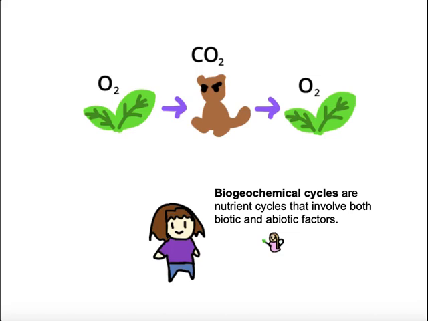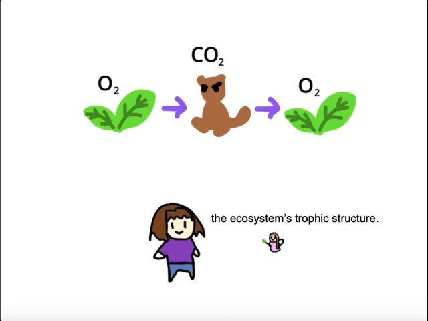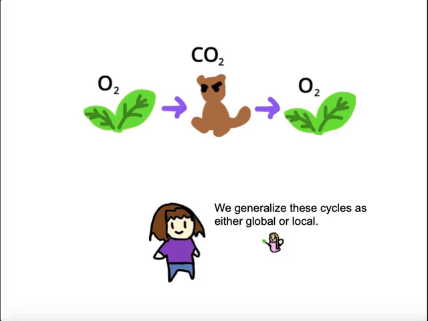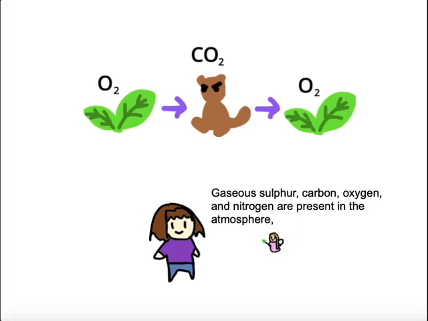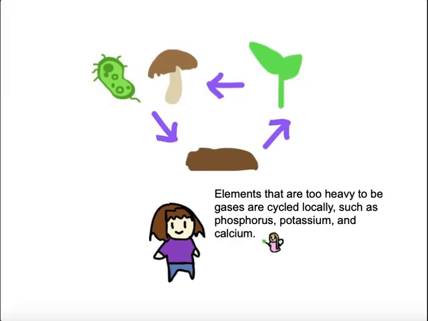Biogeochemical cycles are nutrient cycles that involve both biotic and abiotic factors. The specific route of an element through a biogeochemical cycle depends on the element and the ecosystem's trophic structure. We generalize these cycles as either global or local. Gaseous sulfur, carbon, oxygen, and nitrogen are present in the atmosphere, and so the cycling of these elements is usually global. Elements that are too heavy to be gases are cycled locally, such as phosphorus, potassium, and calcium.